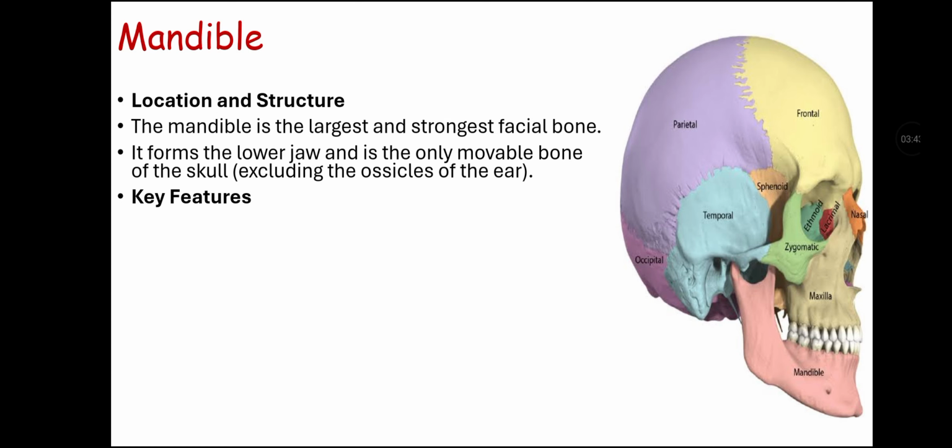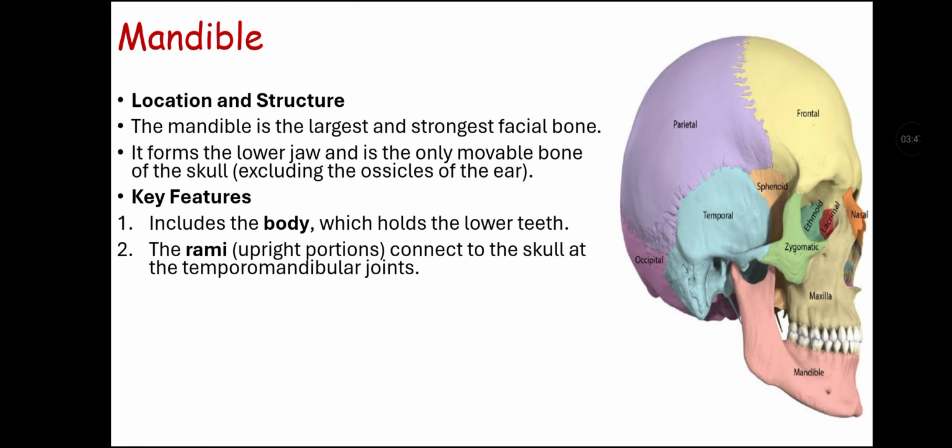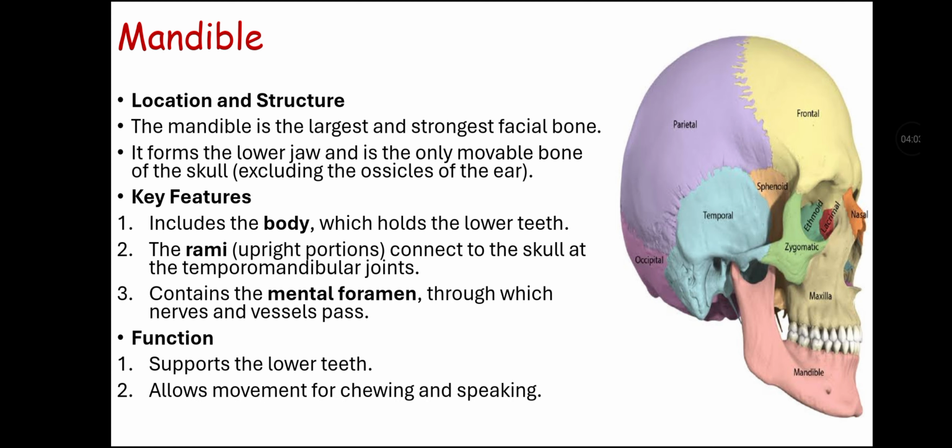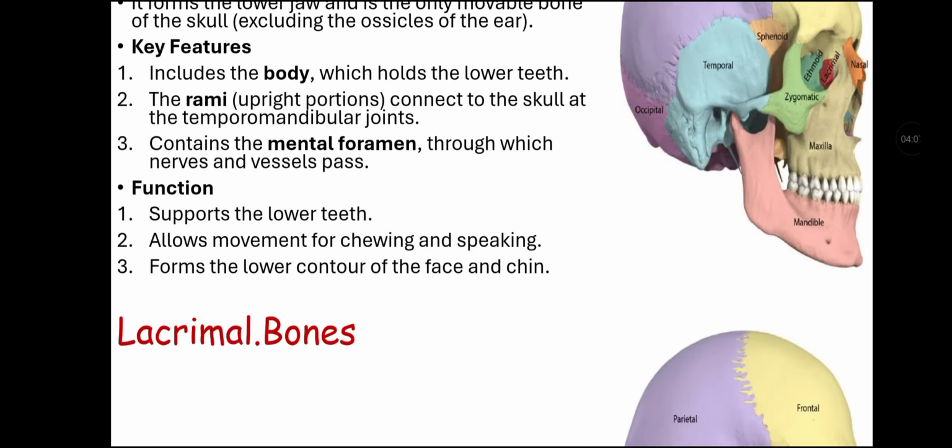Next, talking about key features, they include the body, which holds the lower teeth. They have rami that connect to the skull at the temporomandibular joint. They contain the mental foramen through which nerves and vessels pass. Functions of mandible: they support the lower teeth, allow movement for chewing and speaking, and form the lower contour of the face and chin.